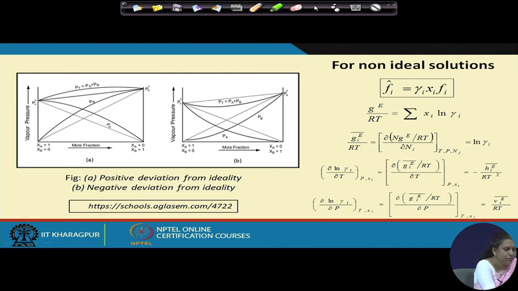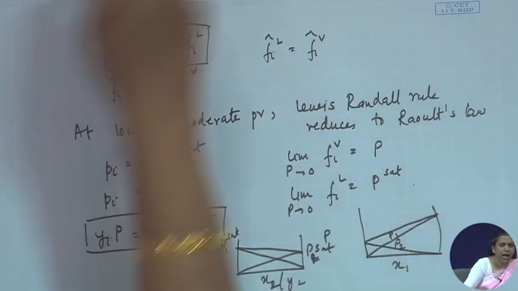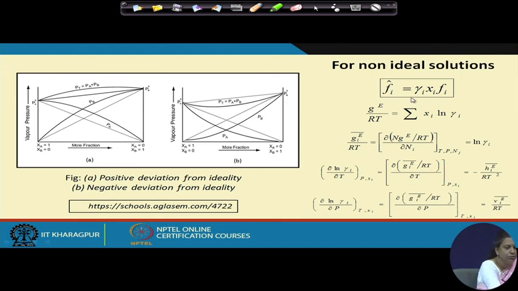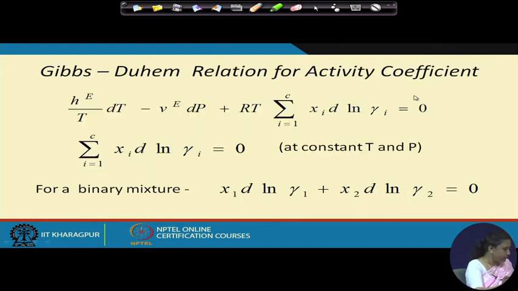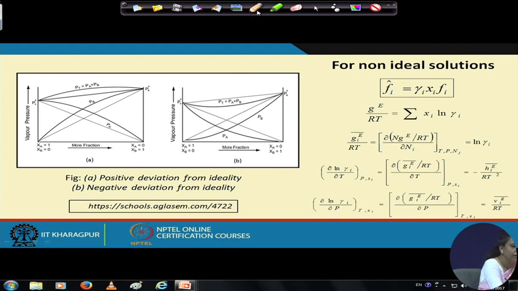As a result, it was felt necessary to modify the equation which we had derived for ideal solutions, in order to incorporate non-ideal behavior, and this was done by introducing a term gamma i in the equation, the Lewis-Randall equation. And for low to moderate pressure, what happens? The equation reduces to f_i equals gamma i x_i f_i liquid, if it is a liquid phase.